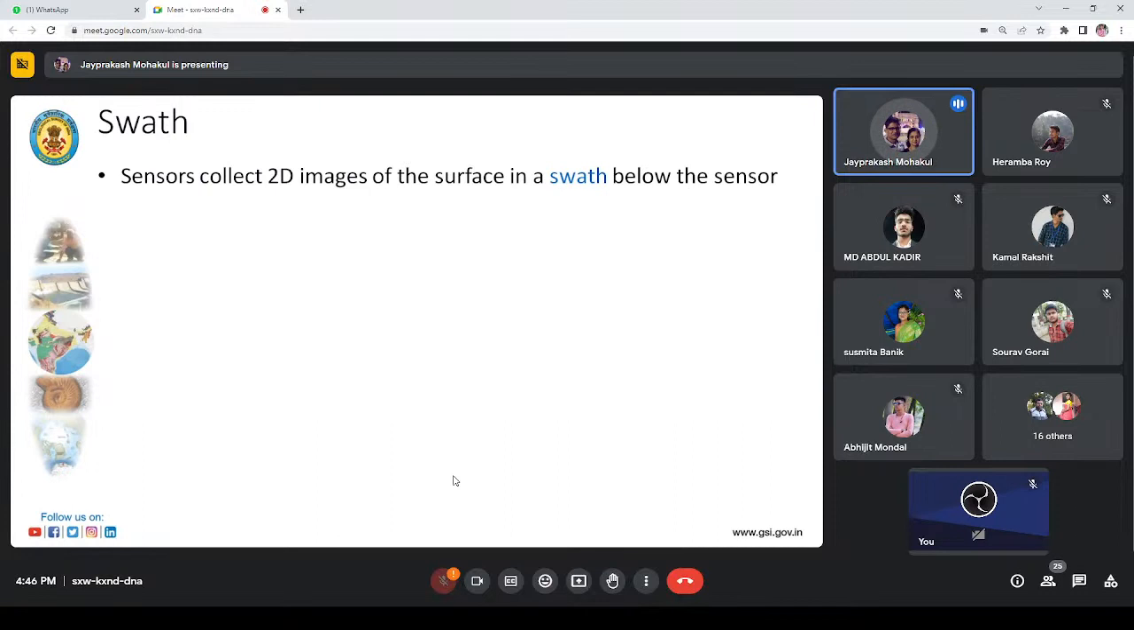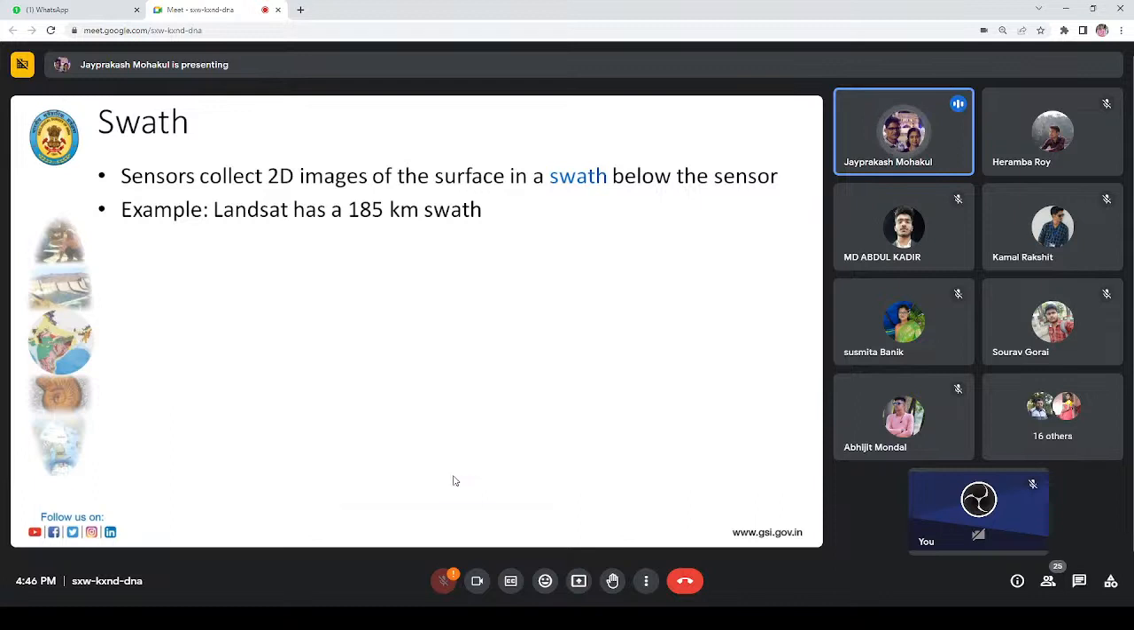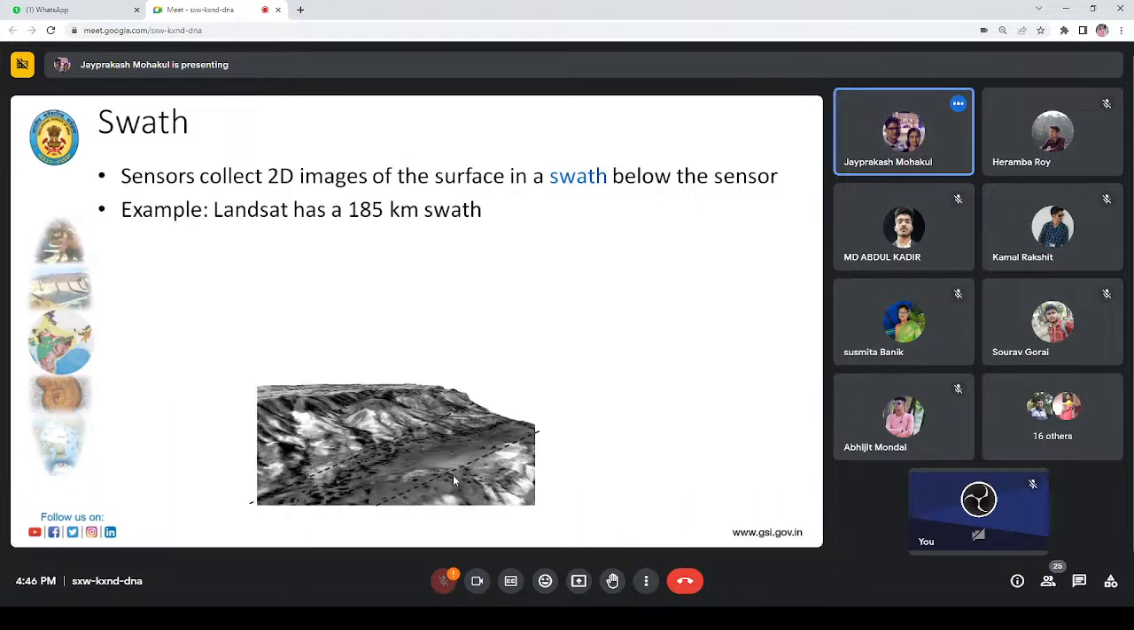Now swath is basically the area covered by the satellite, or yeah, this is how it is going, no? Okay. Yes, sir.